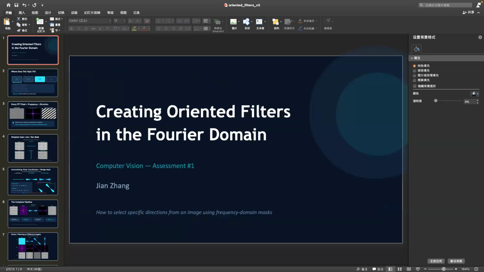Today I'm going to talk about how to create an oriented filter in the Fourier domain. During our class, I remember that the professor showed a really cool idea: if we compute an image FFT and then zero out high frequency in one direction, we can simulate a motion blur. Today, I want to take that idea further. Instead of zeroing out a direction, what if we keep only one direction and throw away everything else? That is what an oriented filter does. Let's get into it.